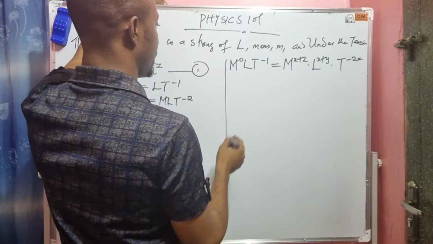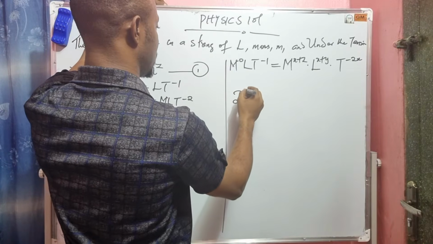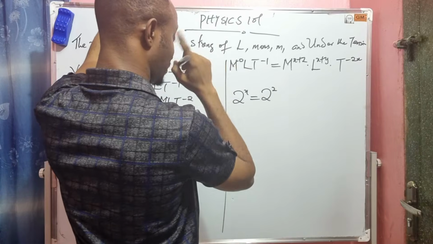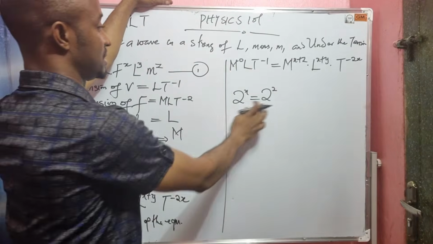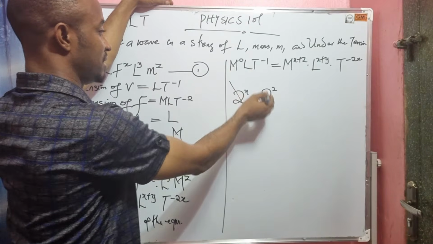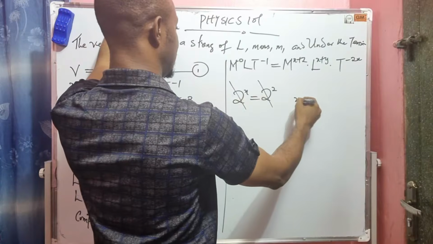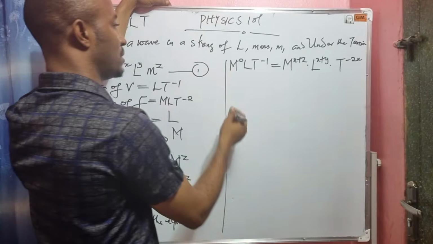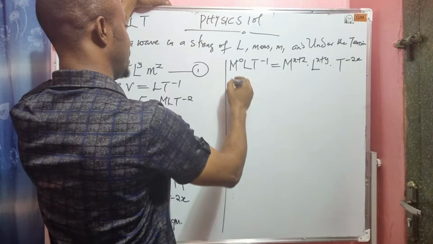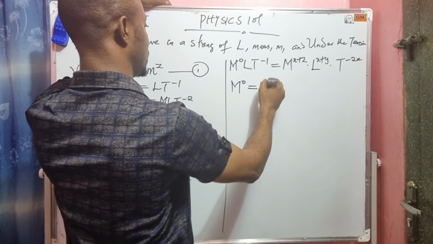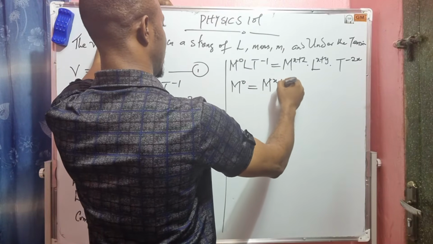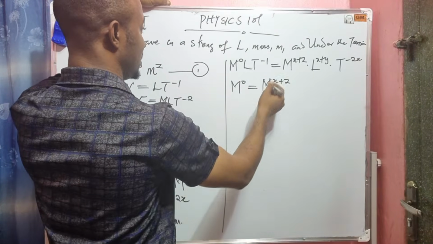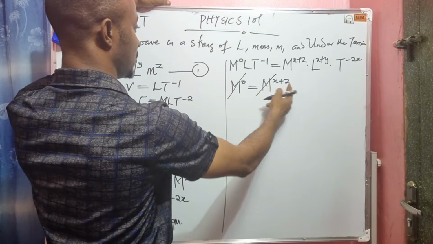Now, why compare? If you look at this, in indices, if I have 2 raised to the power x equals 2 raised to the power 2, I can compare this because the bases are the same, right? We can cancel out the base because they are the same and equate the power. That means x equals 2. The same thing will also go with this. I'll compare m with m, meaning m to the power of 0 equals m to the power of x plus z, right? Is that clear? Since the bases are the same, they will cancel out.